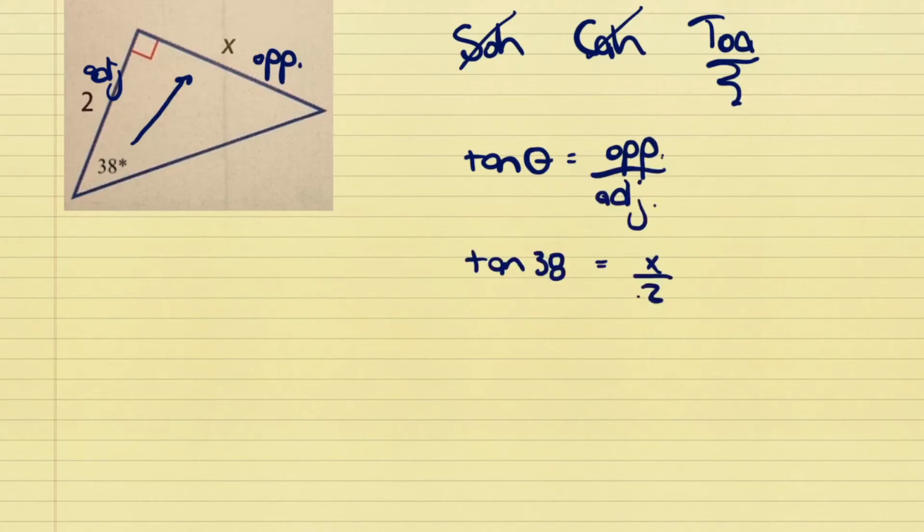The adjacent, since the x is on the top, I'm going to multiply the 2 across. 2 times the tangent of 38. Type that in my calculator. I'm typing the tangent of 38 first, to figure out what that number is. So tangent of 38 on a calculator is like 0.7812, and so on. And then I'm going to take that times 2. So this ends up being 1.56. And there's your number.